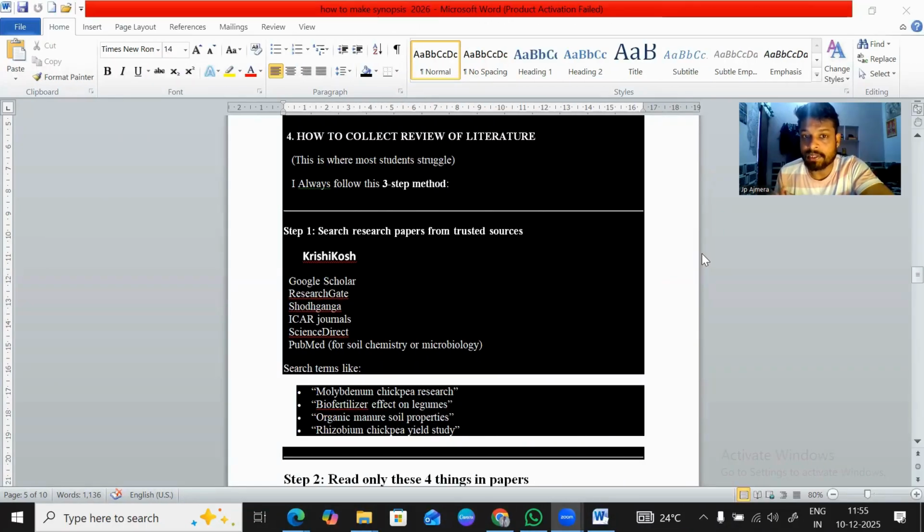Topic number four, how to collect review of literature. This is where most students struggle. I always follow these 3 steps when I go about collecting the review of literature. So the first step is to search research papers from trusted resources like KRIBHCO. You can go for Google Scholar, ResearchGate, Ganga, ICAR Journals, Science Direct, PubMed for soil chemistry or microbiology, or you can search terms like these. If your title lies somewhere around mine, you can search particular terms like these: molybdenum chickpea research, biofertilizer effect on legume, organic manure soil properties, rhizobium chickpea yield study.